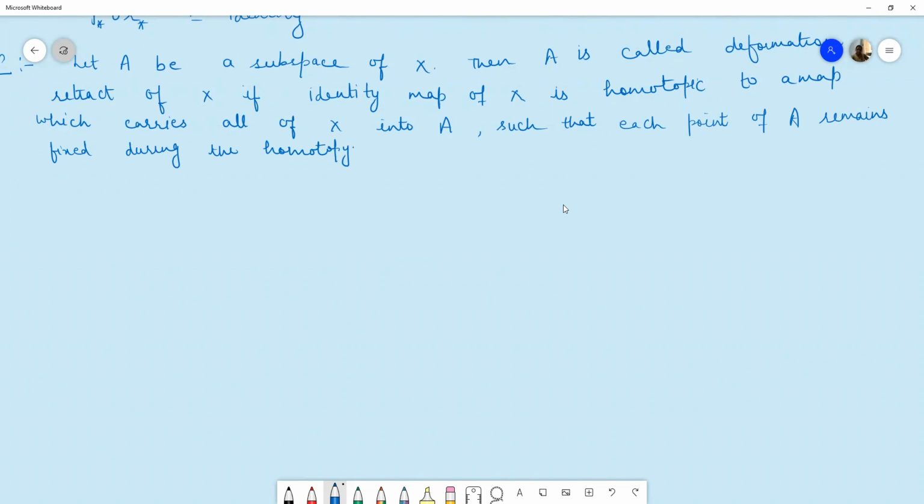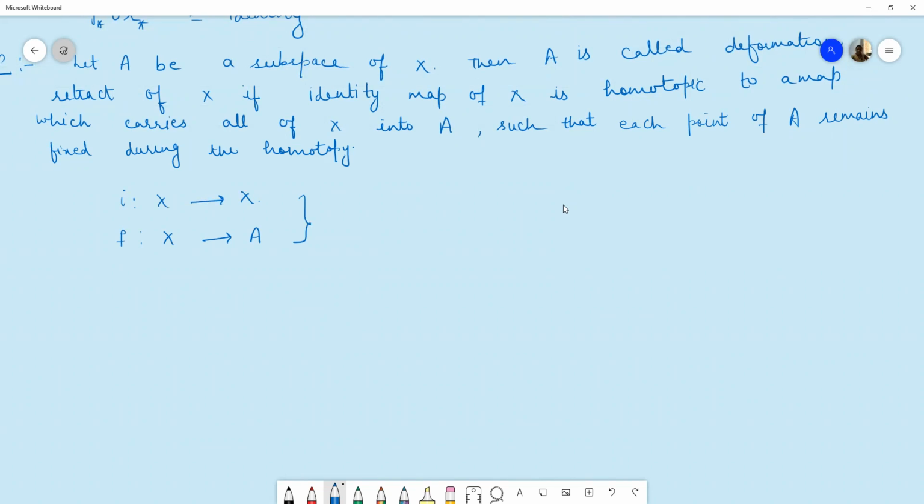So what is deformation retract? A subspace is called a deformation retract if firstly we define the identity map I from X to X, and secondly if we define some mapping, let us say F, which carries all of X into A, and if these two mappings are homotopic to each other, and during the homotopy every point of A remains fixed.